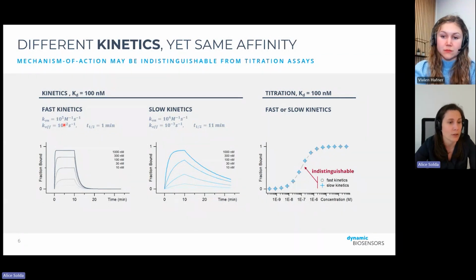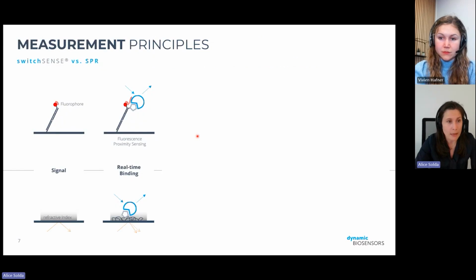Therefore, two different off rates and on rates can lead to the same KD. This is the reason why it's very important, especially in drug discovery, to study not only the KD, but to gain information on the on and off rates. It's actually known that the off rate has some relation with the efficiency of the drug and also the residency time of the drugs. And this is what we can measure with our technology.